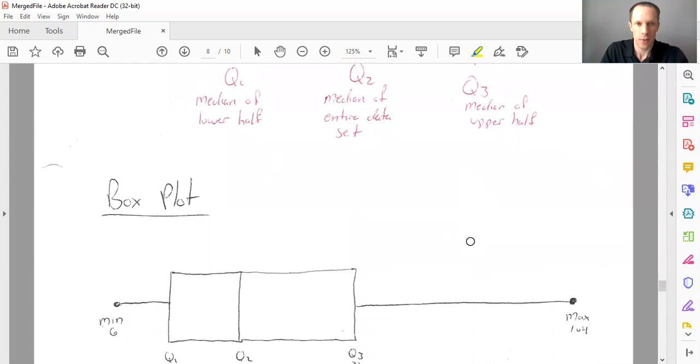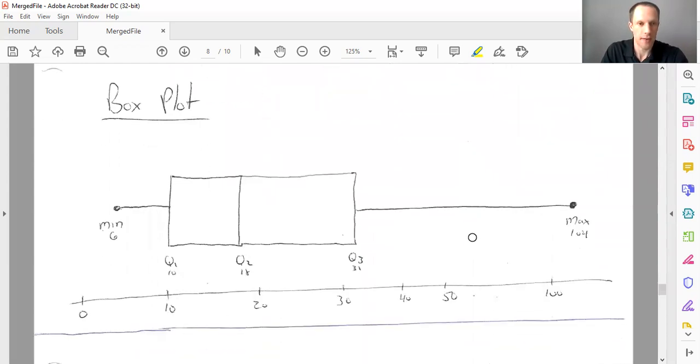Now, once we have the quartiles, we can make a graph called the box plot. And to make a box plot, you would just draw a number line here, like I've done, and then draw a box, and that box will go from Q1 over to Q3. So Q1 was 10 and Q3 was 31. So my box goes from 10 to 31. Then I split the box wherever the Q2 value is, which was at 18.